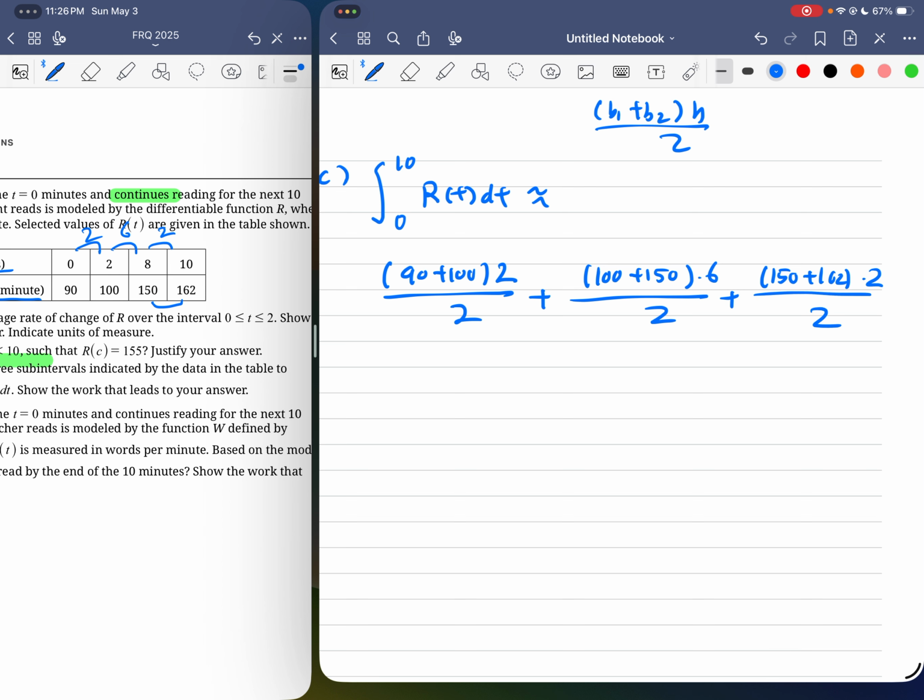Yeah, so that's it. Do we have to simplify this? At least you have to simplify a little bit. But according to the scoring points, I only have to do the minimum calculation.